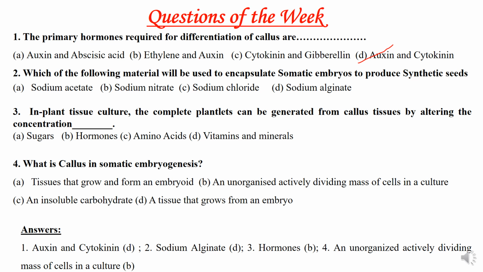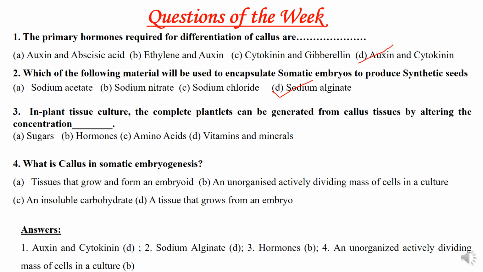Which of the following materials will be used to encapsulate somatic embryos to produce synthetic seeds? I already told you, sodium acetate, no. Then sodium nitrate, no. Sodium chloride, no. The answer will be sodium alginate. This will be used as an encapsulating material for the production of synthetic seeds.